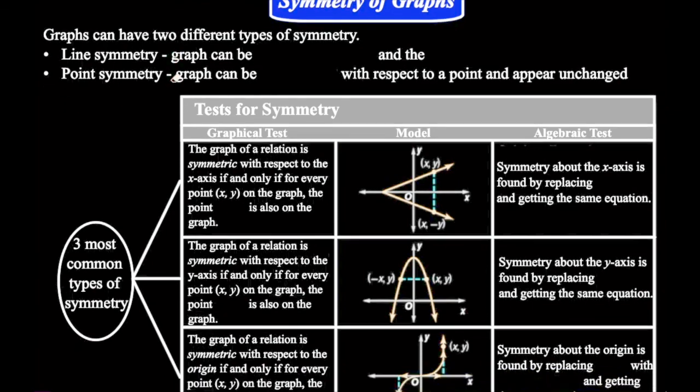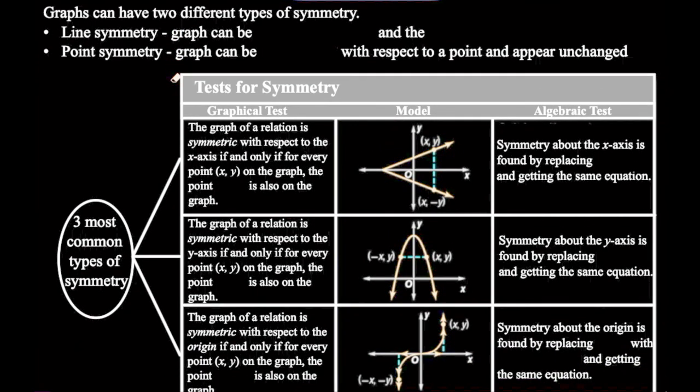Sometimes graphs have symmetry properties. And so we're going to be looking now at some properties of symmetry with our graphs. And there are 2 different kinds of symmetry we're going to talk about. The first one is line symmetry. And line symmetry occurs when a graph can be folded along a line and the 2 halves match exactly. Another kind of symmetry is point symmetry, when we can rotate 180 degrees and it looks the same. Okay, so let's take a look at the graphical and algebraic tests for these kinds of symmetry. And there's also a model for you to look at.